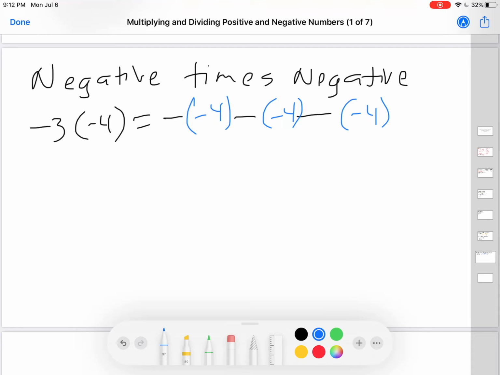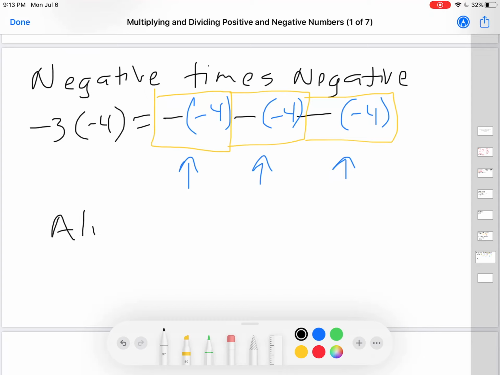So, interesting. We're doing minus negative 4, minus negative 4, minus negative 4. This looks awfully confusing. I'm going to make it less confusing by drawing boxes around each term. All right. Is this term positive or negative? This term is positive, it goes up. This term is positive, it goes up. This term is positive, it goes up. It goes up and up and up. Does it ever turn around and go down? No. So the result of multiplying negative times negative is always positive.